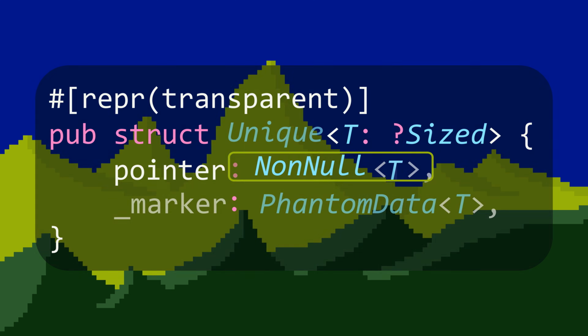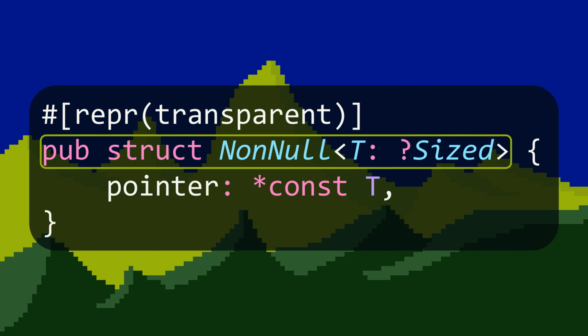What is non-null? As we saw in the last video, non-null is simply a wrapper for a raw immutable pointer. The struct ensures that its internal pointer is always non-null, so the compiler can consider it a guarantee and make optimizations on the assumption that the pointer is indeed non-null. Similarly to unique, the struct is also wrapper transparent, so it'll look identical in memory to a const pointer.